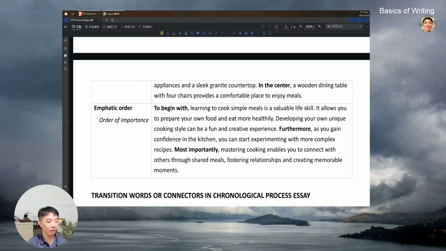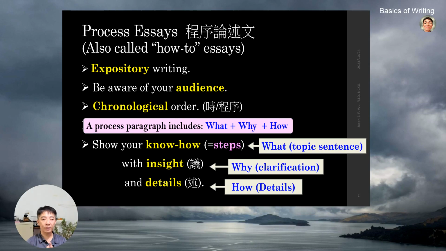So far we learned that a process essay is a type of expository writing, and you have to be aware of your audience because your audience will determine the detail and the language you use. It's better to put your ideas into chronological order because it's a process, right, step by step. You can use chronological order, but you can also use emphatic order.